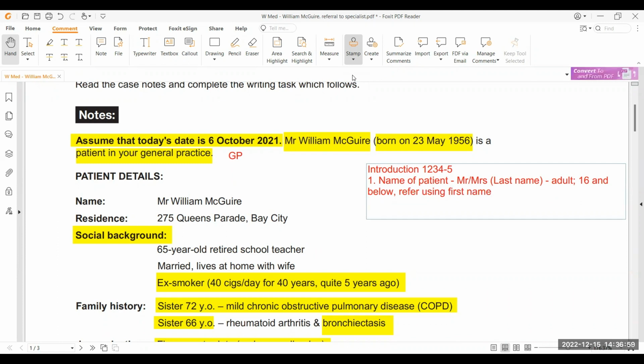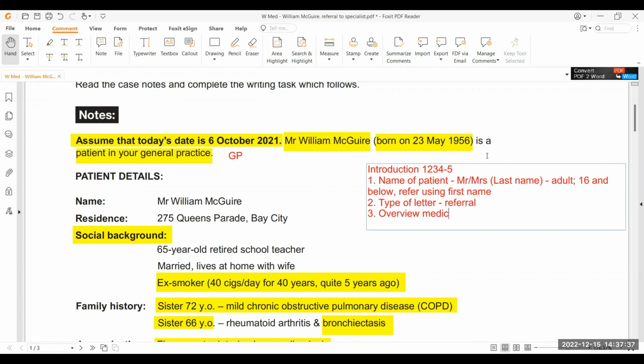The second set of information that you are expected to write in the introduction would be the type of letter. What type of letter are we writing, Dr. Seifa? It's a referral letter. So meaning you are expected to use a phrase that would indicate to the reader that this is a referral.